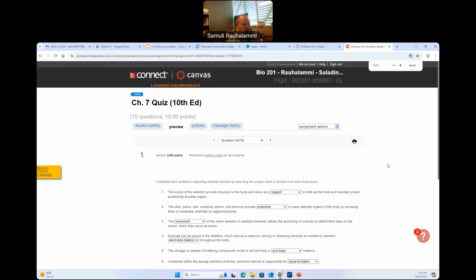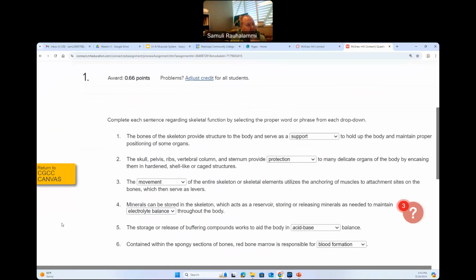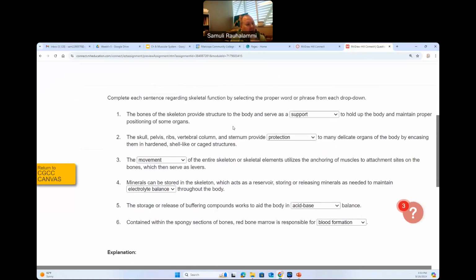And at this point, you should be able to see my screen where I have the quiz 7. I'll show a couple of examples of what to expect. We'll see that it's going to be 15 questions, 10 points in total. We have, for example, complete a sentence questions at the beginning where you'll choose from the drop-down menu the most correct answer to make these sentences make sense.